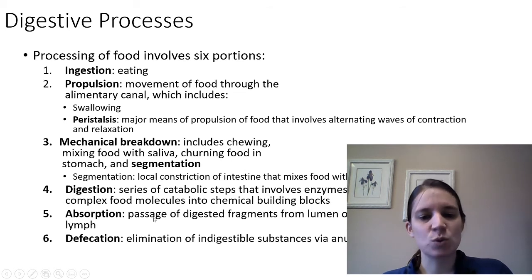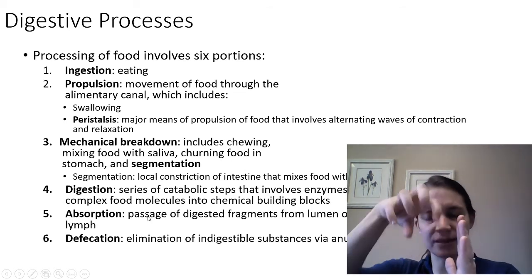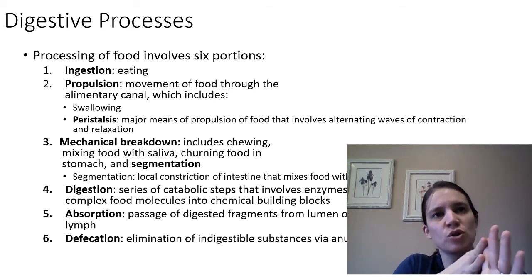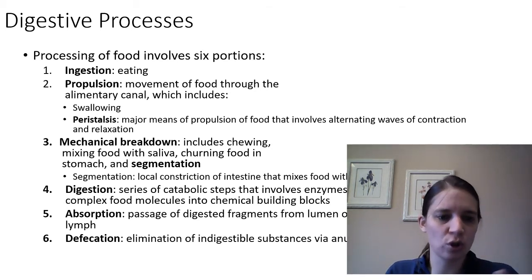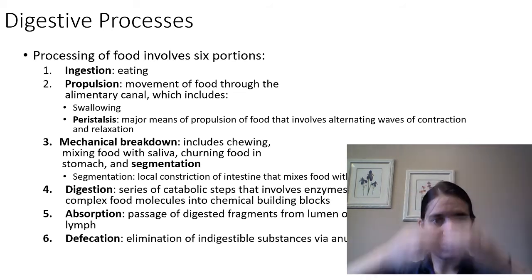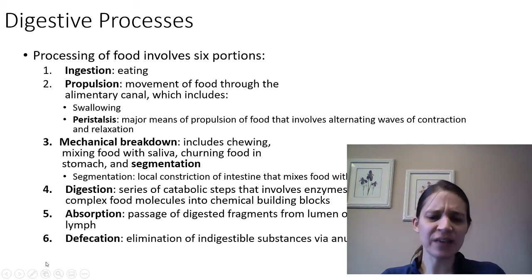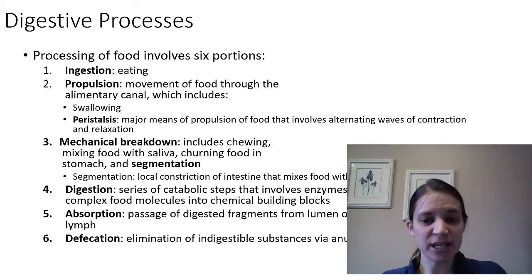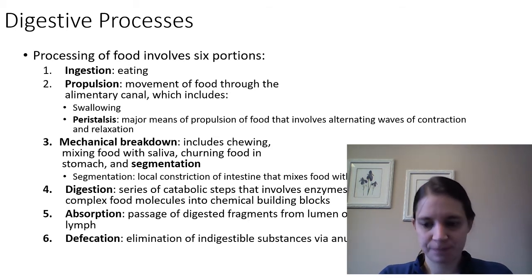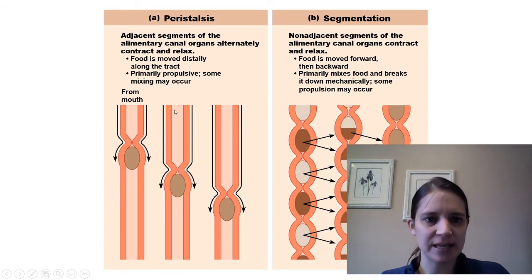Absorption then is when you get those little fragments that you've made inside the GI tract, and you pull those across. Typically into the blood, you can also pull across into the lymph. So you're pulling across the tube into the inside of the body. And then defecation is just getting rid of the stuff you can't digest in the form of feces. So two terms, and you just need the picture to see it.